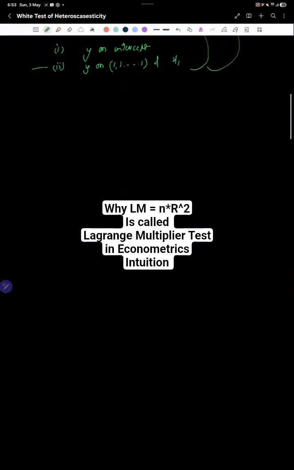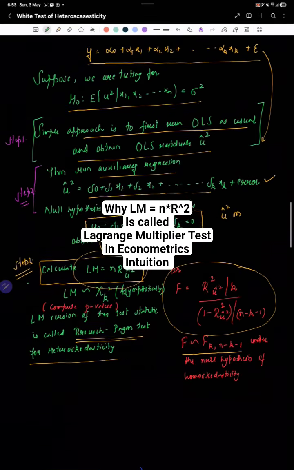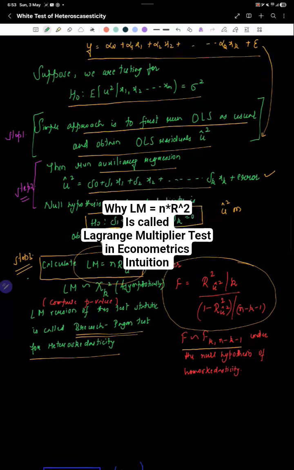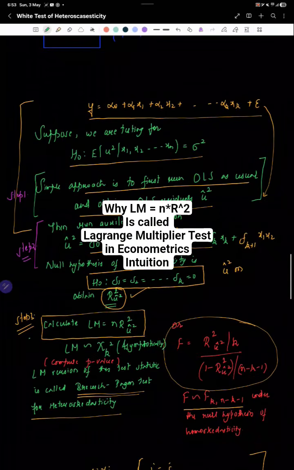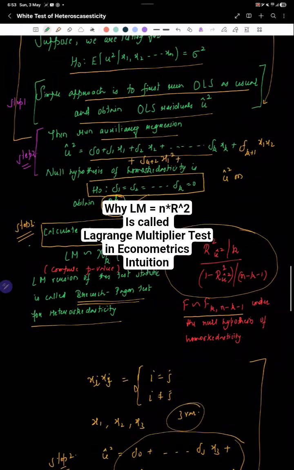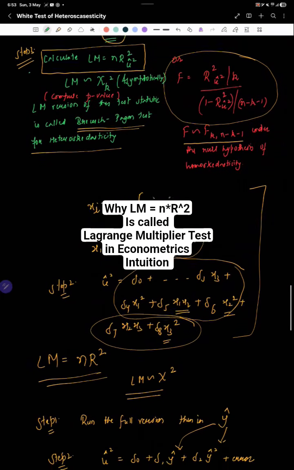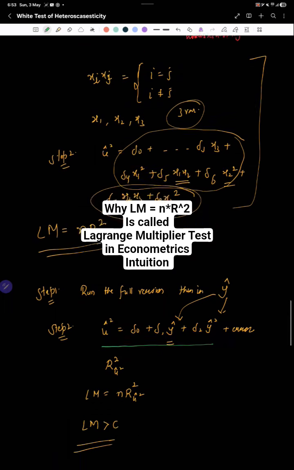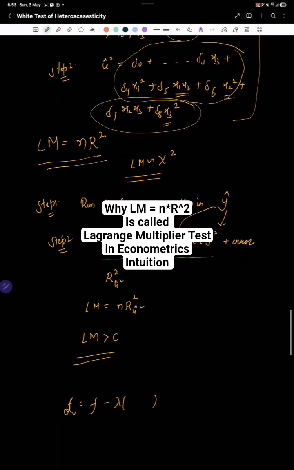Then we saw White's test and the Breusch-Pagan test of homoscedasticity or heteroscedasticity, in which we again test using LM equal to NR square. Then we saw the simple version of the White test, and the White test in which, rather than including these cross terms, we included only the fitted value of the y variable. But again the question is why this is called the Lagrange multiplier test.